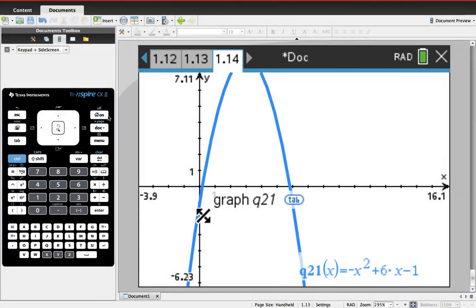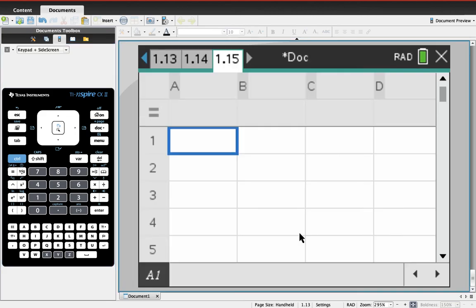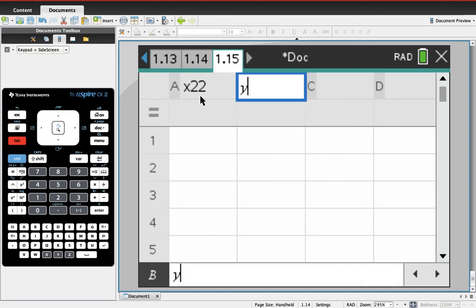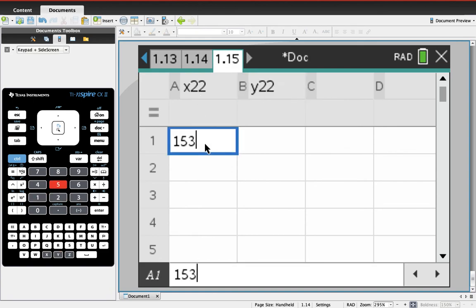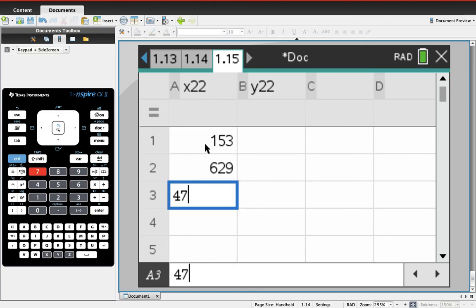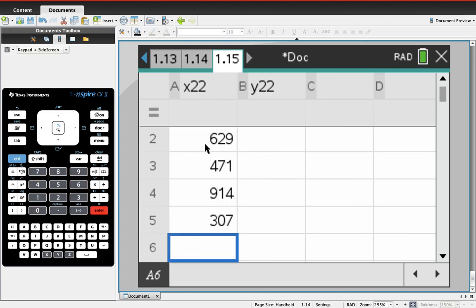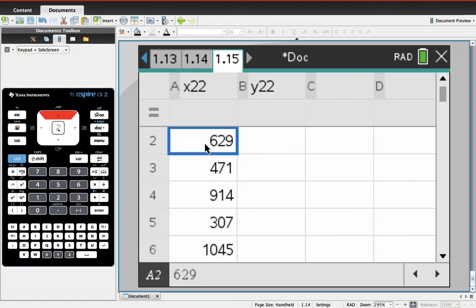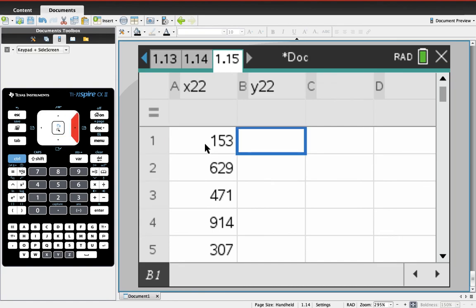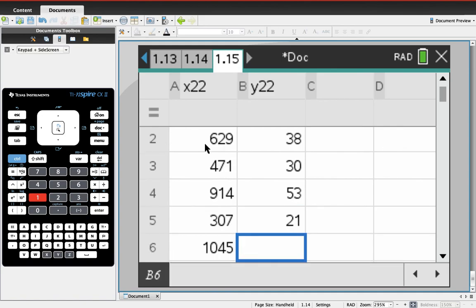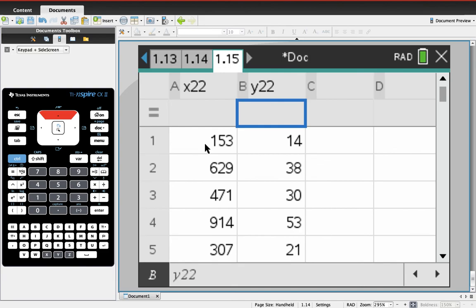Okay, so I'm going to head over here and start a new table. These are going to be my x's from number 22, my y's from number 22. Let me go ahead and type in all of those numbers. Okay, so I got my x's in. Let's put in the associated y's. Okay, I got all of those in.